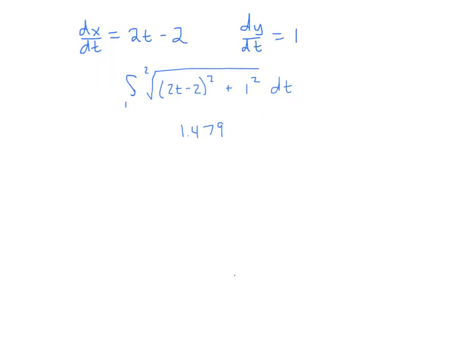Welcome back. So first we take the derivatives. dx/dt is 2t minus 2, and dy/dt is 1, and then we take each one of those and plug them into our general format. So we have our interval goes from 1 to 2, the square root is part of the formula, and then we plug in dx here, squared, and then dy there, squared. I evaluated this one with a calculator, but you could also do this by hand. So 1.479 is our answer.